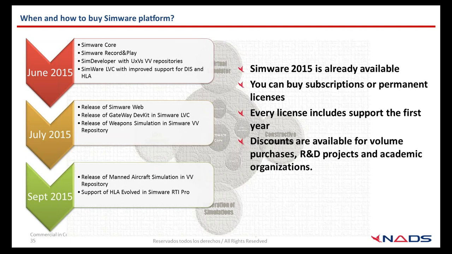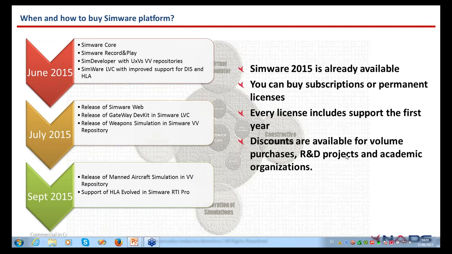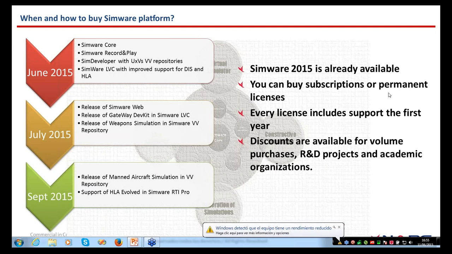In July, we will release the Simware web extension. We will release the Gateway Development Kit in Simware LBC. And also we will release another package of blocksets in Simulink related to weapon and military systems. And in September we will release the last batch of models in the virtual vehicle repository, and we will release the HLA Evolved API in our RTI Pro.